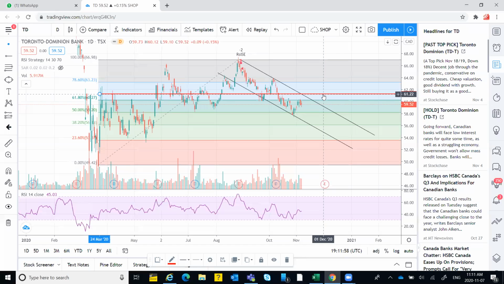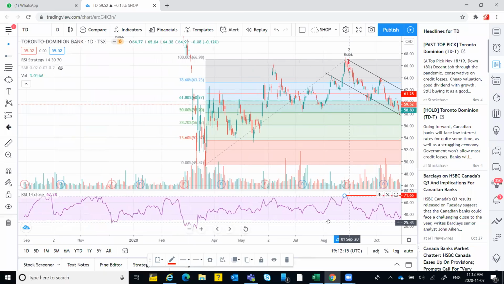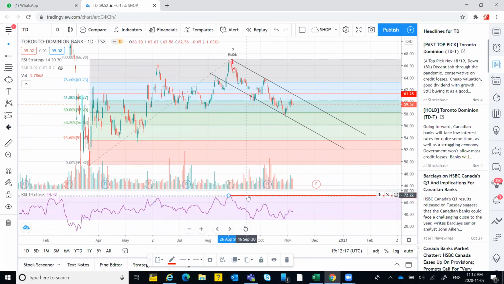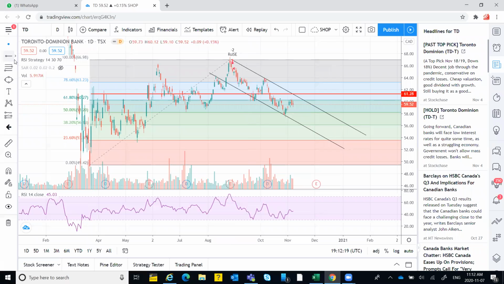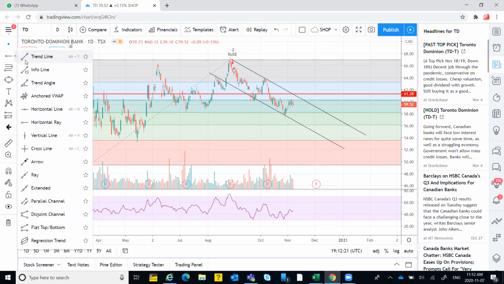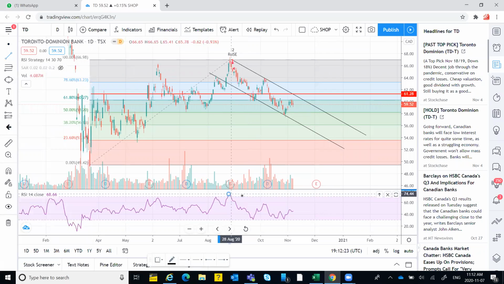If this level is broken, then the next level you're going to see will be 63. But overall, currently TD is showing a downward trend, and RSI is also in a negative, downward direction. We can draw this. We'll talk about the earnings as well.